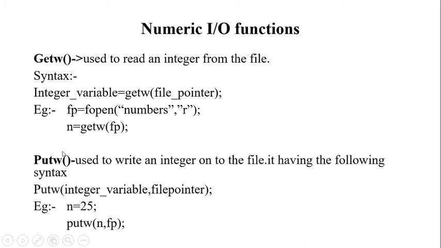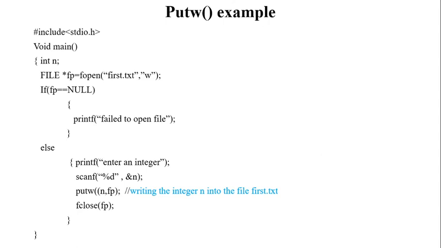So getw and putw are used to read and write numbers, numerical values, from and into the file. Then what is the application of putw? So let us see one example. This is a sample program.